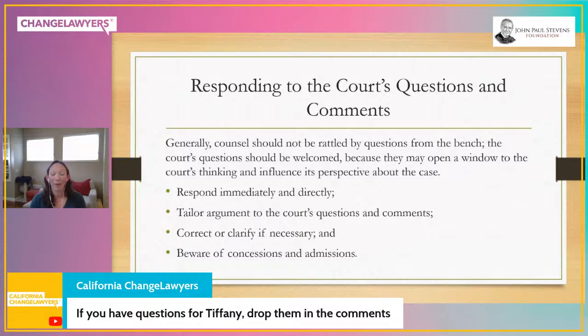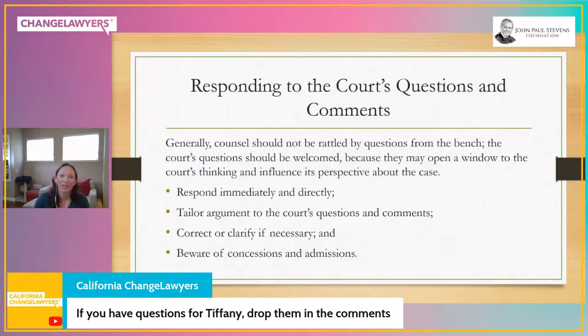even though it feels weird, it does make you a stronger advocate in the long run, because now you're addressing what the court cares about the most, and that can only benefit your client at the end of the day. So being not only willing, but also able to tailor your argument to the court's questions and comments is a very effective tool for oral advocacy.